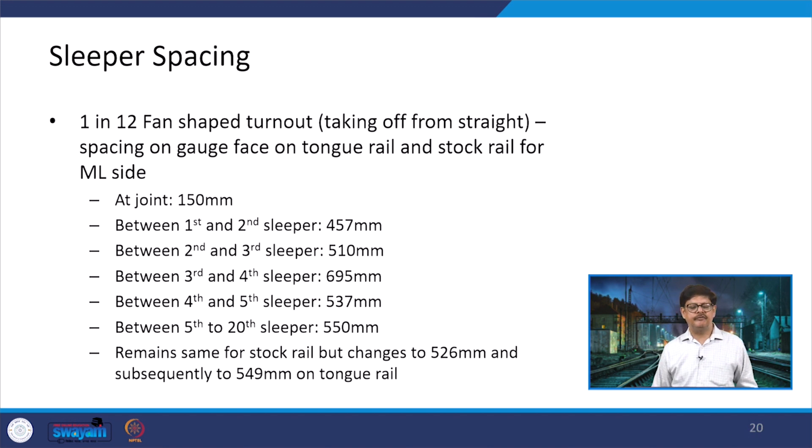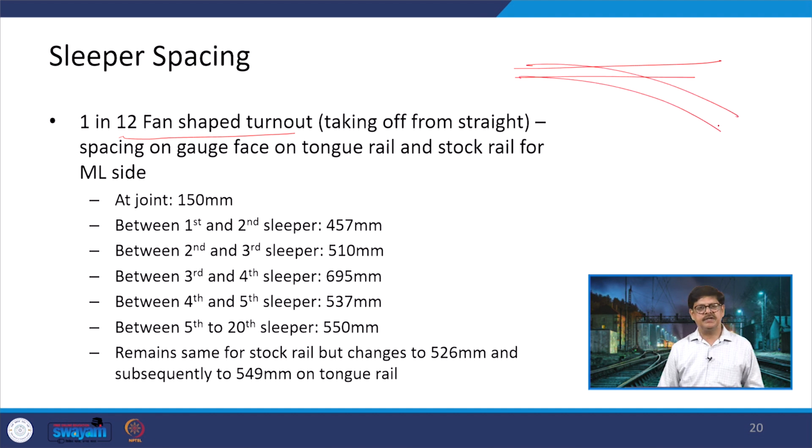In the case of 1 in 12 fan shaped turnouts, which are the modern turnouts being used now, when the track is going straight and you are going towards one side, the values have been given: at the joint it is 150 mm, then between the first and the second sleeper it is 457, then it increases to 510, then 695, then again it reduces and increases, and after that it changes to 526 mm and subsequently to 549 mm on a tongue rail. So, for the stock rail and tongue rail, the values have been given accordingly. There is a bit of a difference here.